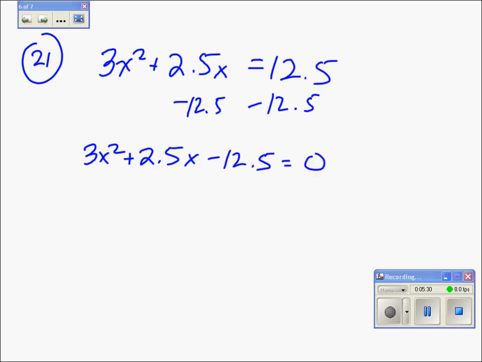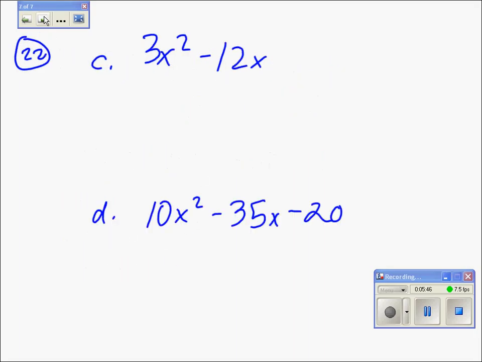And now you could try to factor that. If you're excellent at factoring, that might work fine for you. If not, quadratic formula. A is 3, B is 2.5, and C is negative 12.5. And now you just fill out your quadratic formula. You know the formula. Okay, the last one here, 22.